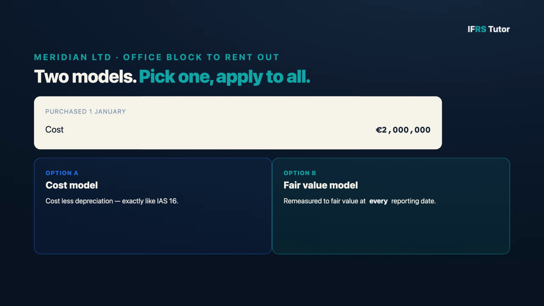Once it is investment property, you pick a measurement model. And this is where the profit differences appear. Meridian Limited buys an office block on the 1st of January for 2 million euros, purely to rent out. Under IAS 40, there are two choices. The cost model: carry it at cost less depreciation, exactly like IAS 16. Or the fair value model: carry it at fair value at every reporting date. Pick one and apply it to all of your investment property. You can't cherry pick building by building.